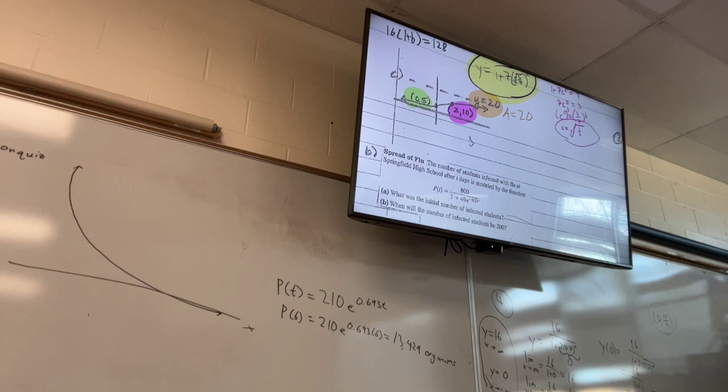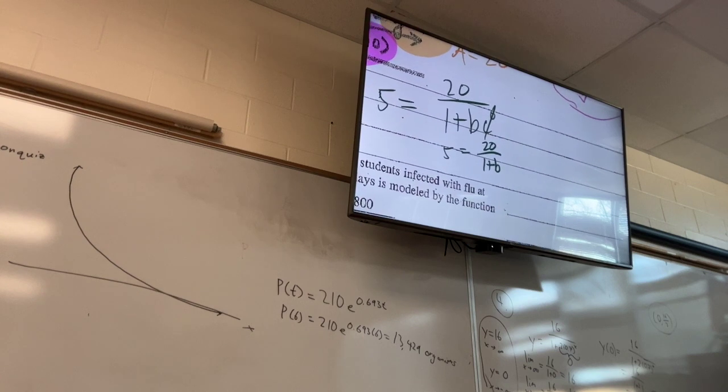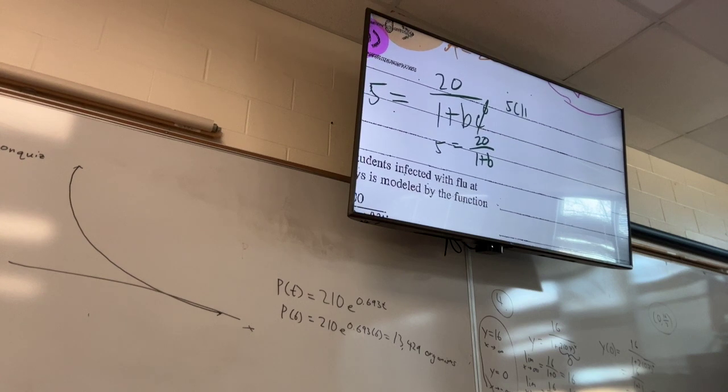So plug in the initial value. 5 equals 20 over 1 plus b times c to the 0. Okay, the c to the 0 goes away. We get 5 equals 20 over 1 plus b. Solve that for b. We get 5 times (1 plus b) equals 20. We got 1 plus b equals 4. We get b equals 3. There you go.